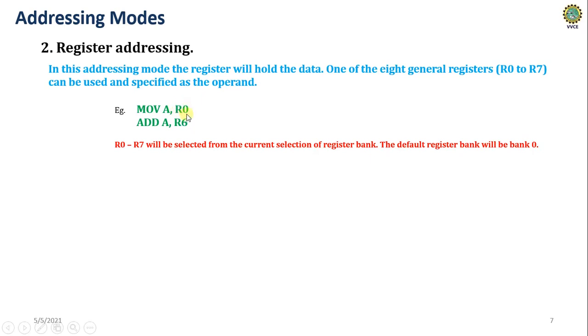Whatever data is stored inside the register will be moved to another register. A simple example is this: MOV A, R0 means the data stored in R0 will be moved to register A. Likewise, the data stored in R6 will be added with the data stored in register A. That is the ADD instruction that performs. Okay, we will see this very simply.